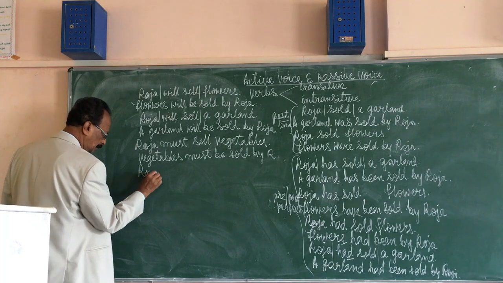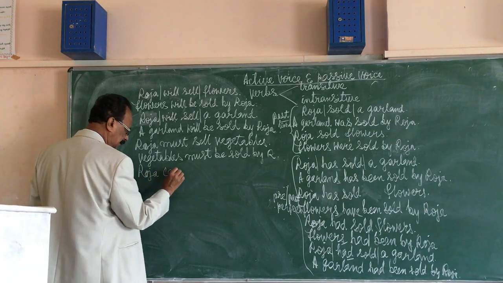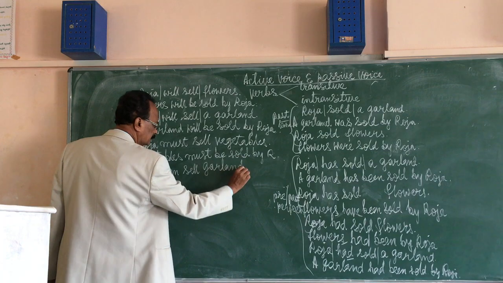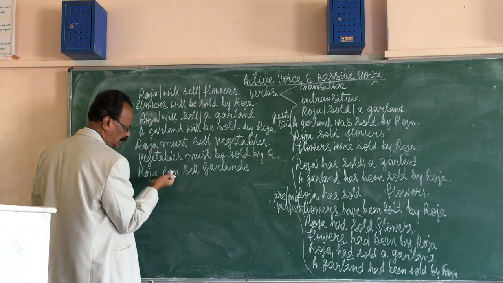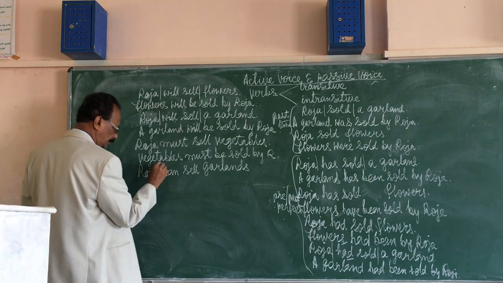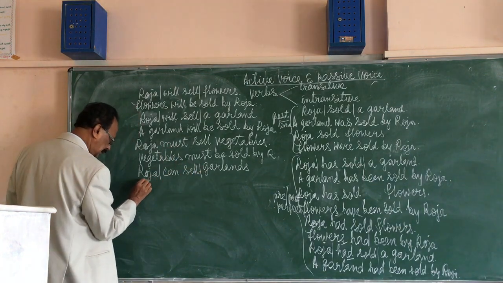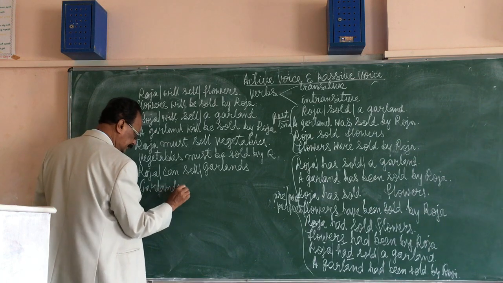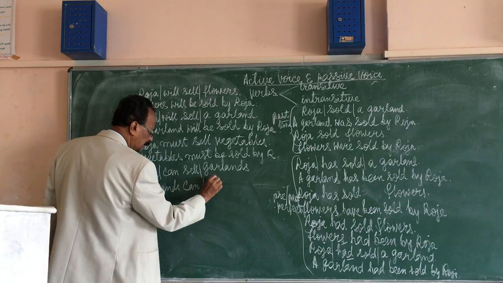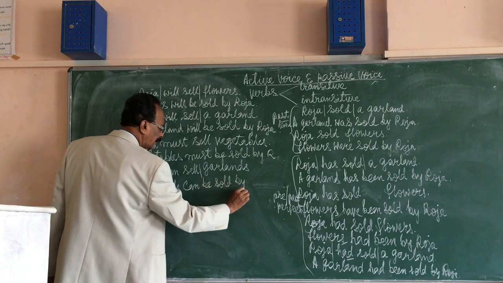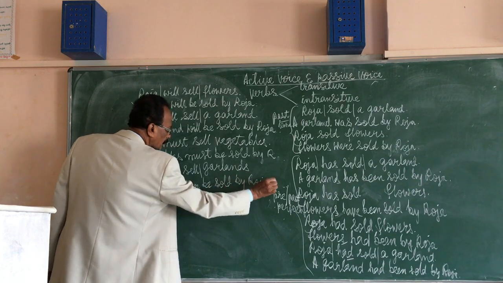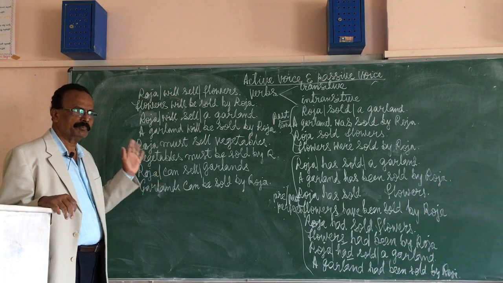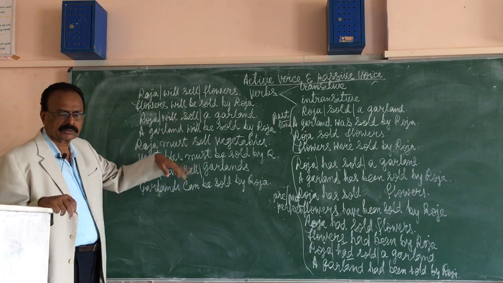Another one. Roja can sell garlands. Garland or garlands both, because can does not change. Roja can sell garlands. Garlands can be sold by Roja. So in case of modal or future tense sentences, whatever be the modal, be is added and the verb is changed to the third form of the verb.